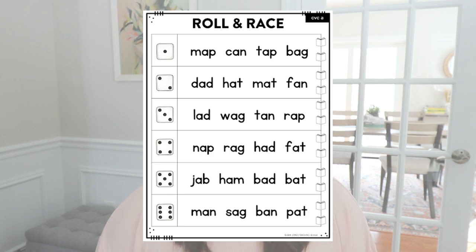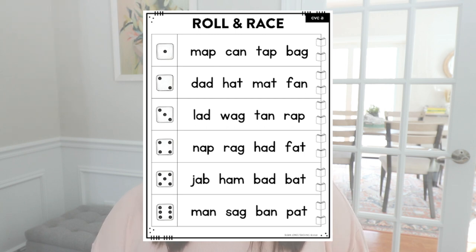But we also know that as they continue to work through these phonics skills and become more proficient in them, they need to work on their fluency. We want our students to be able to decode these words quickly and efficiently so that way they can read at a more appropriate rate and understand what they're reading. These simple roll and race sheets are great to use independently or with a partner, and they just have students reviewing different skills that they've already been taught so they can read them faster.